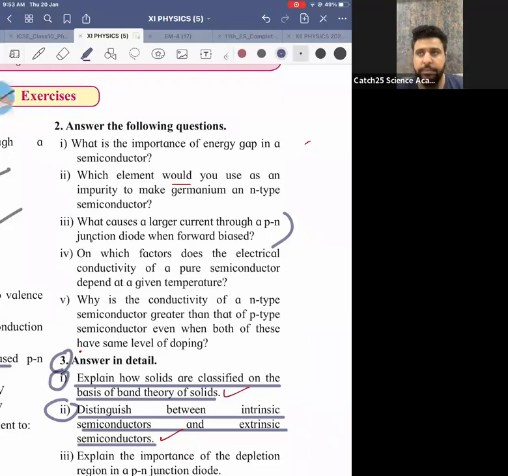Written. So what causes a larger current through a PN junction diode when forward biased? Answer is recombination of holes and electrons near the junction. Recombination of holes and electrons near the junction. Clear? Now with that, my entire second part also is done.